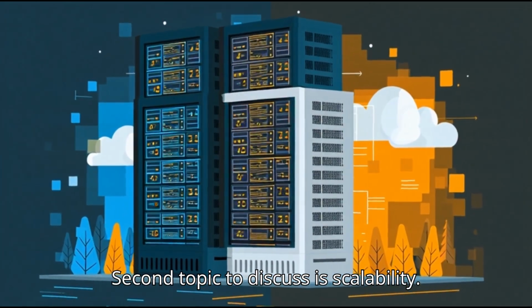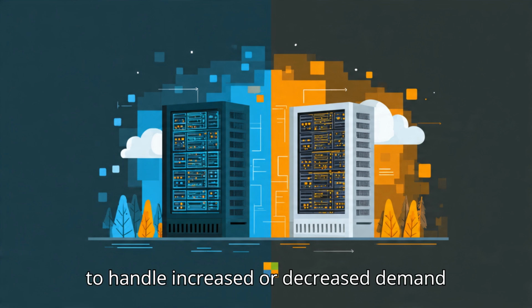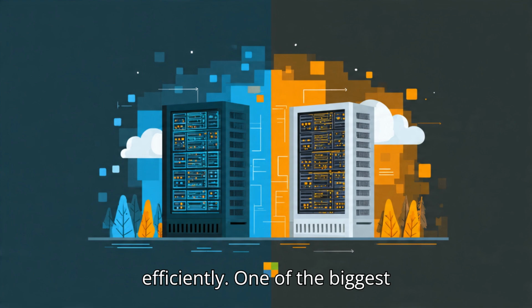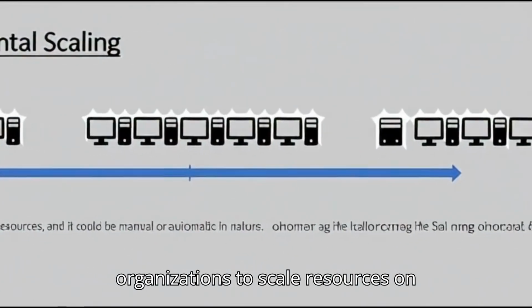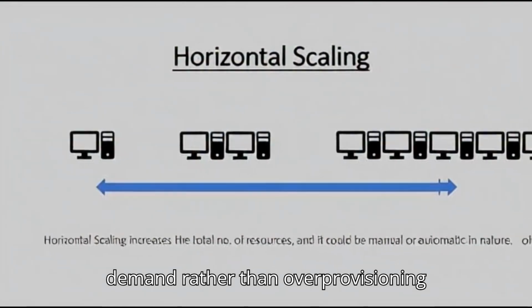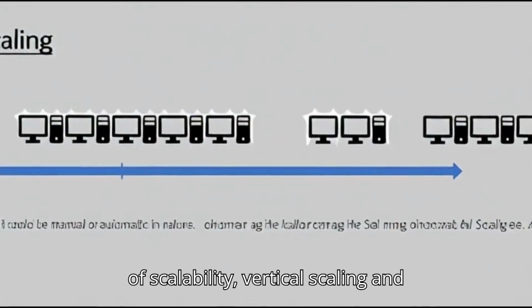Second topic to discuss is scalability. Scalability is the ability of a system to handle increased or decreased demand efficiently. One of the biggest advantages of Azure is that it allows organizations to scale resources on demand rather than over-provisioning infrastructure. Azure supports two types of scalability: vertical scaling and horizontal scaling.